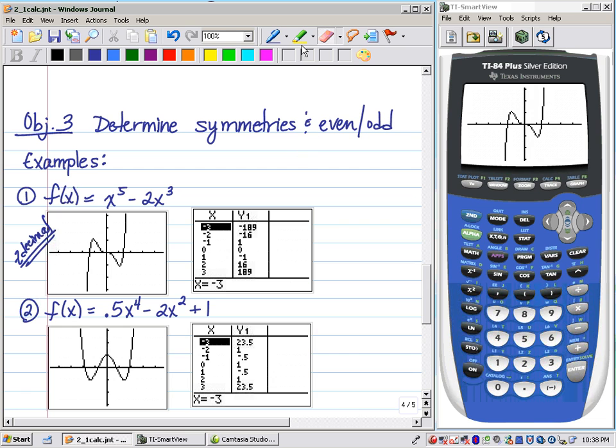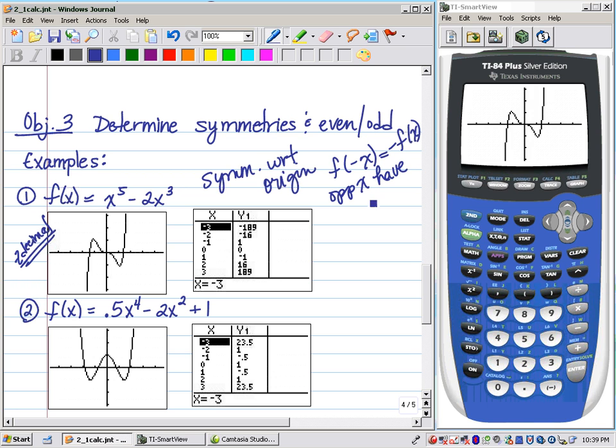To be symmetric with respect to the origin, the left side and right side of the y-axis have to be flipped images. And notice that's exactly what we have here. So this one is symmetric with respect to the origin. Now, there's a mathematical way we can do that other than just looking. Do you remember mathematically, to be symmetric with respect to the origin means that f of negative x has to be equal to the opposite of f of x. In other words, we said that opposite x values have opposite y values.